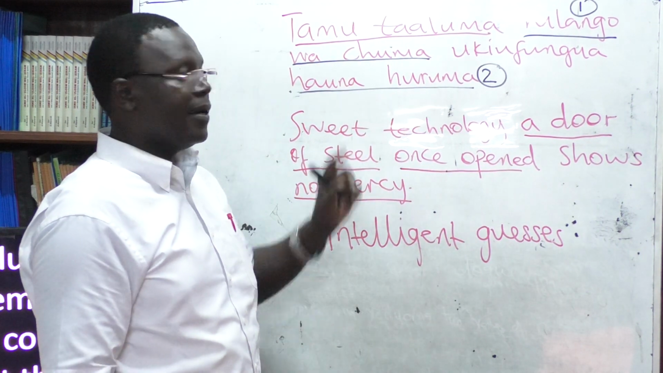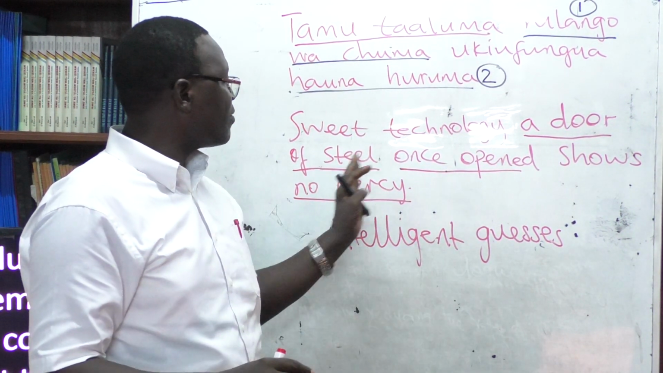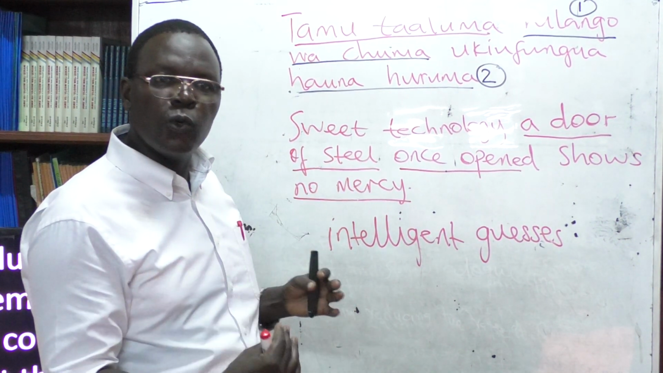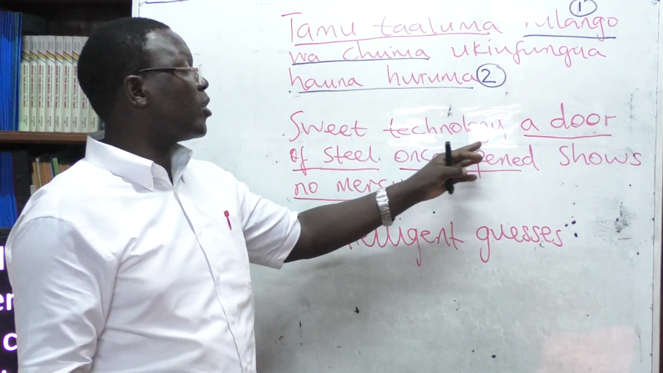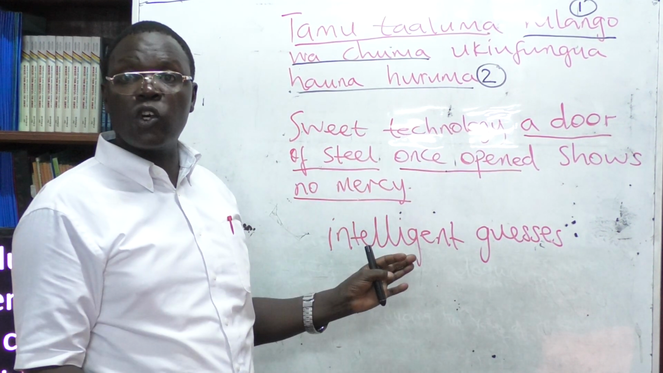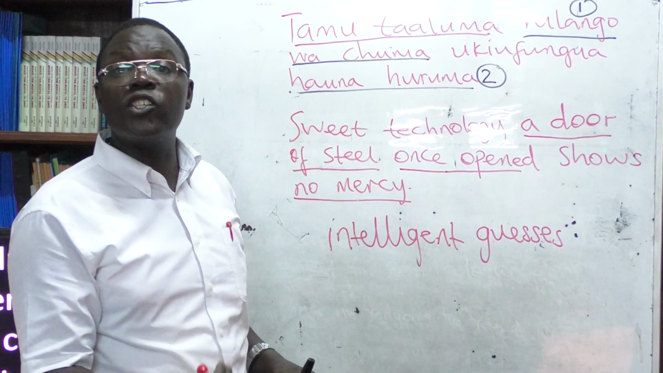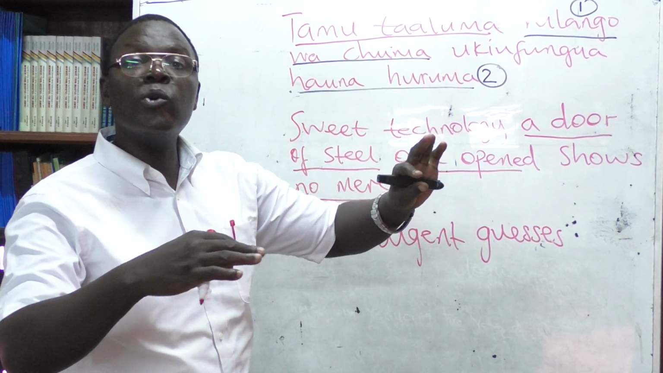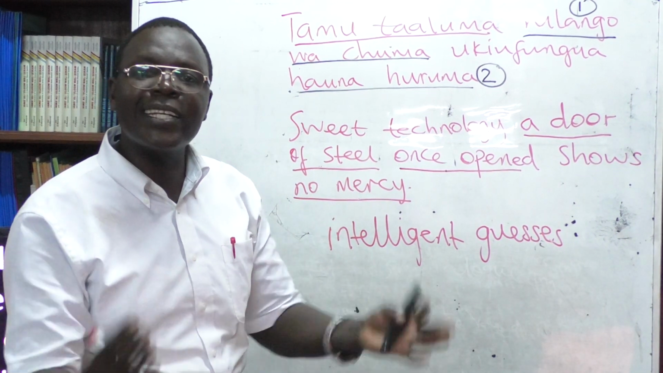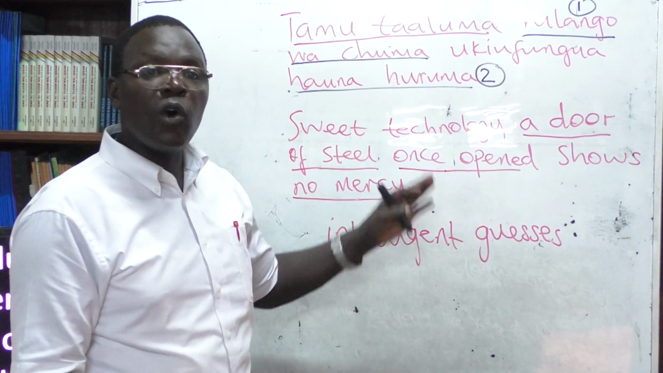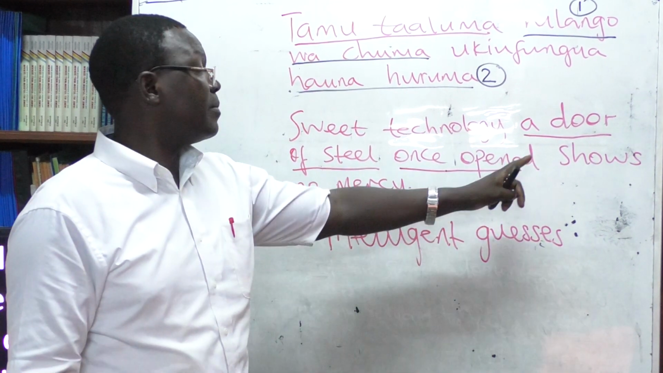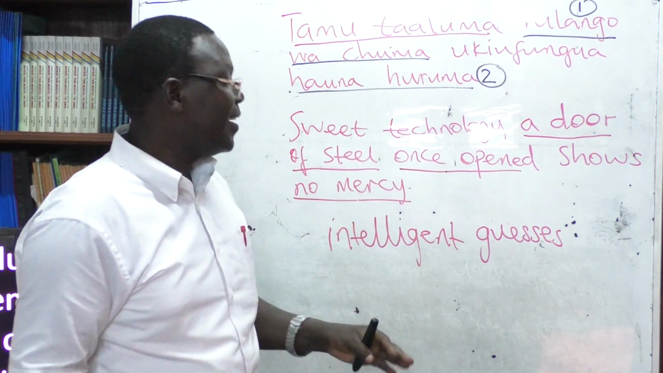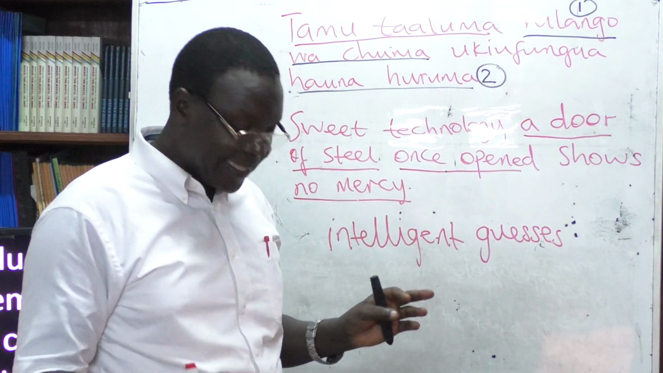Mlango wa chuma. There you think along that line. A door of steel. Once opened, there is opening. There is that clue. You are given the clue. You are not left blind. Steel is technology. It is something out of technology, not something that is traditional. It is from what we already know, that from the mundane situation, from the ordinary setup, we know a door is made of wood. If it is made of steel, that is technology. Once opened, there is opening of that door, and there is the showing of no mercy.